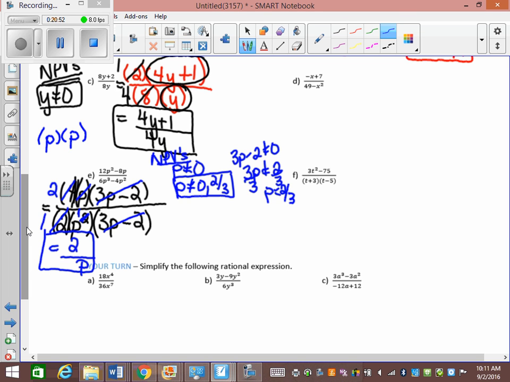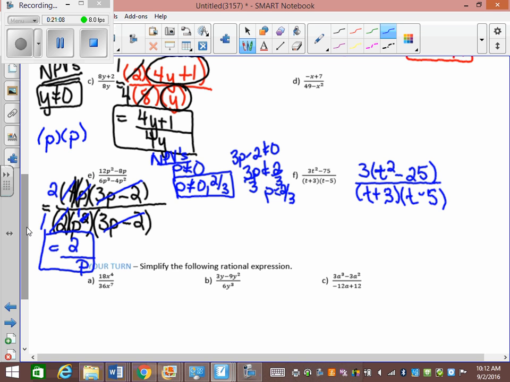In the numerator, I can take a 3 out, the GCF, and I'm left with t squared minus 25 over t plus 3, t minus 5.